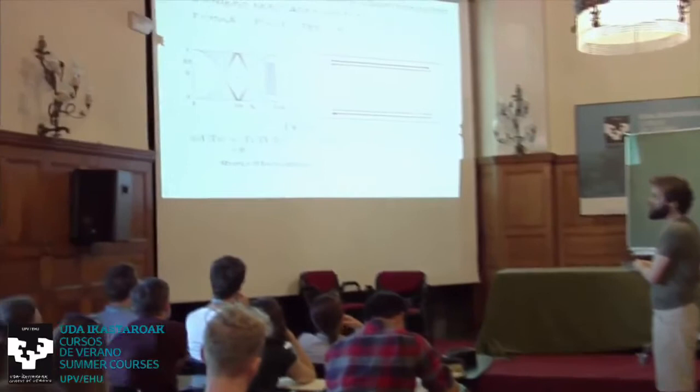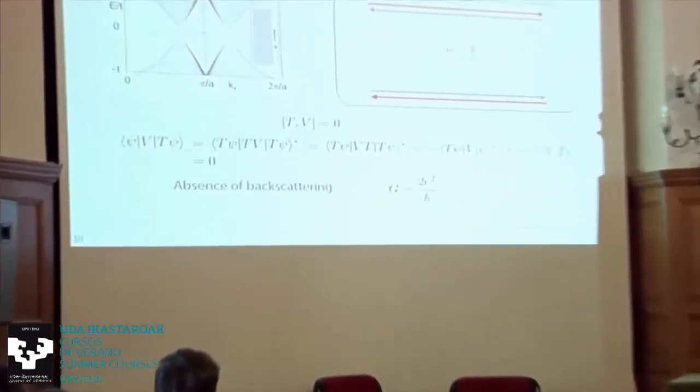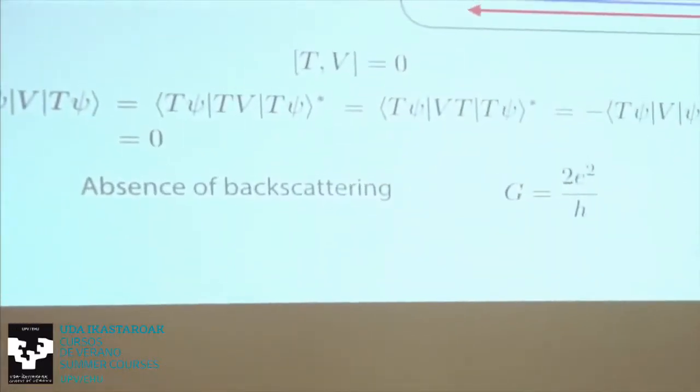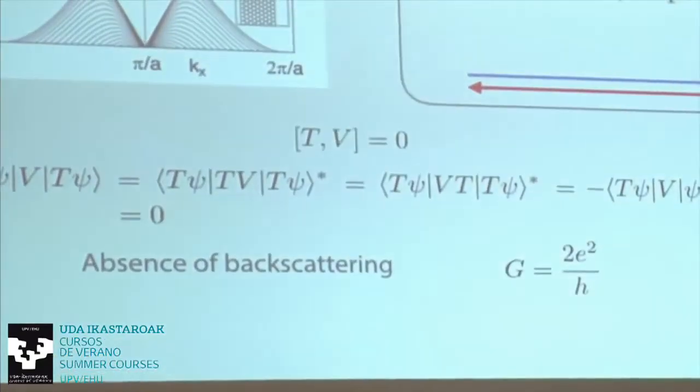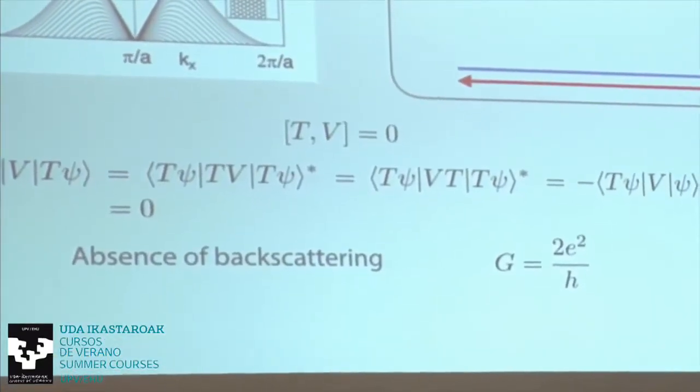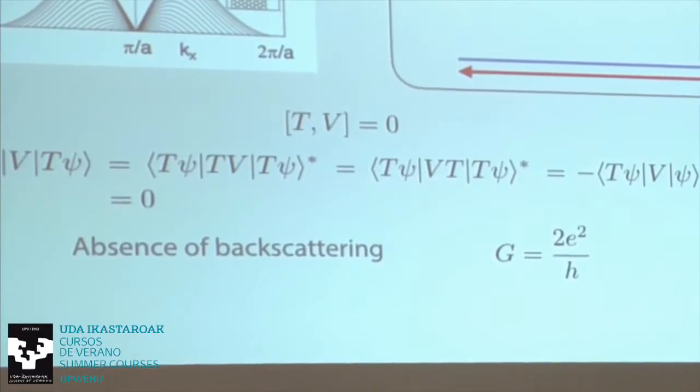The conductance is 2e squared over h. Because no matter how much dirt I put here, assuming I'm not doing anything that breaks phase coherence, I will get conductance 2e squared over h.